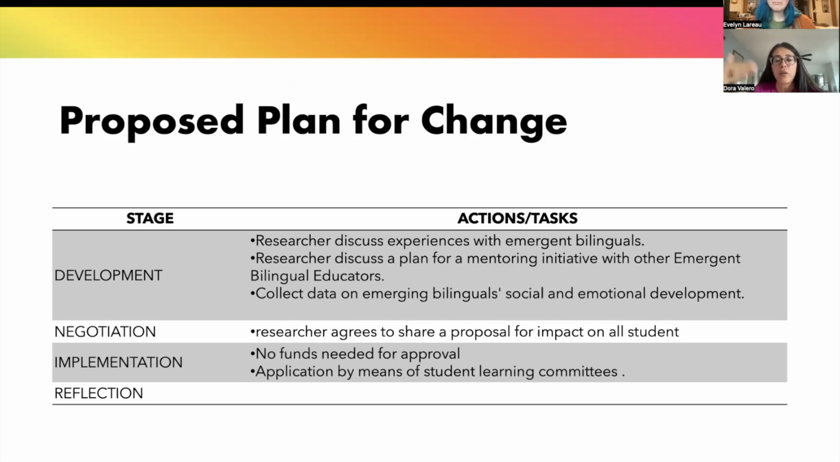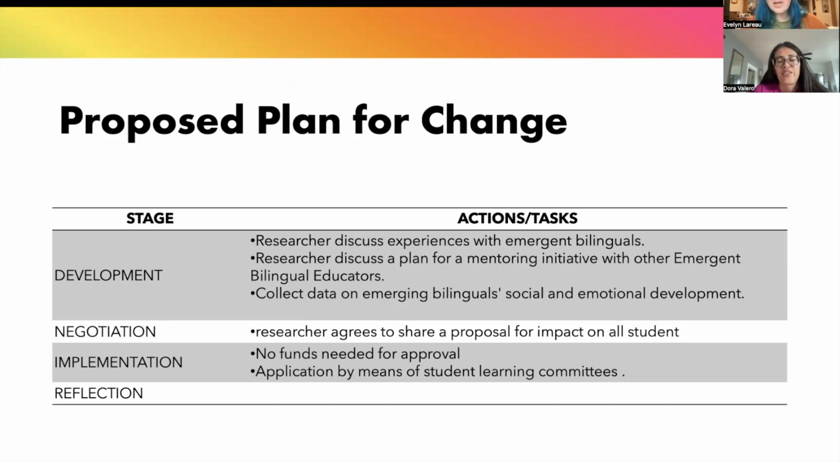And if we do it first period, it alerts the other teachers throughout the day to what they're feeling, because they do come with a plethora. Not only is it high school, it's high school in a new country, and they probably woke up at 4 a.m. to be in school on time. So we want to make sure that teachers know this. Negotiation: the researcher agrees to share a proposal for impact on all students. Implementation: no funds needed for approval. This would all be voluntary for both teachers and students, and the application by means of student learning committees.